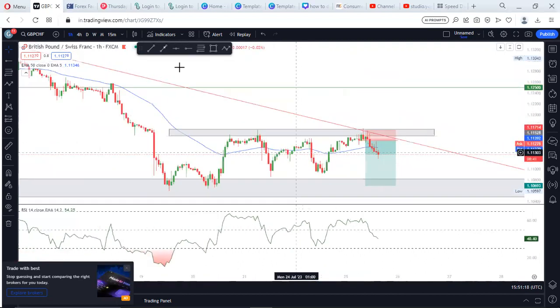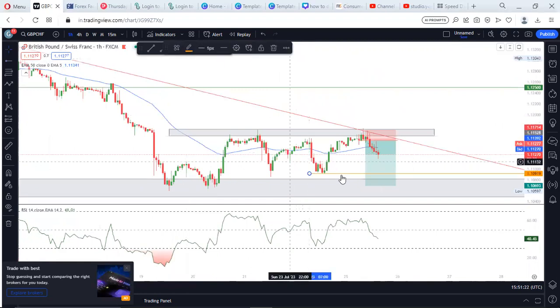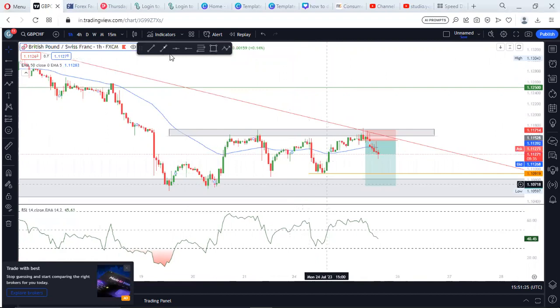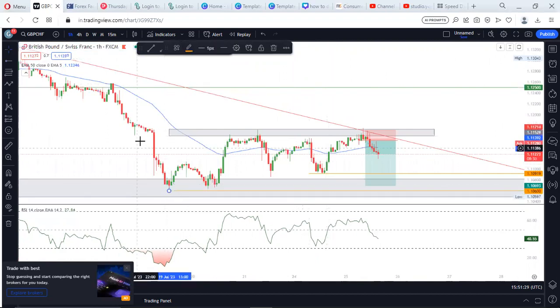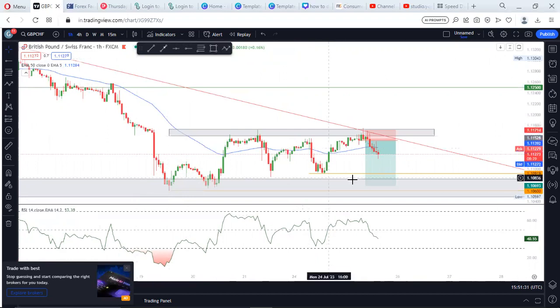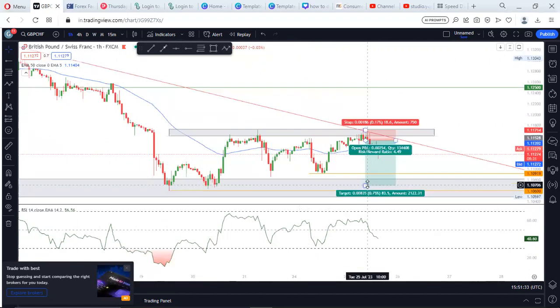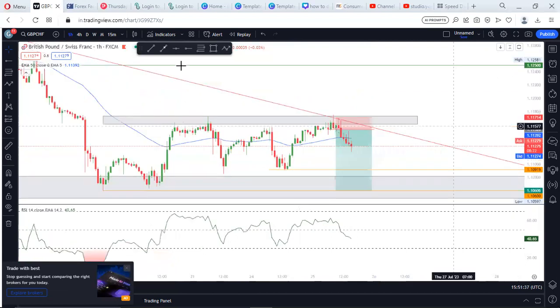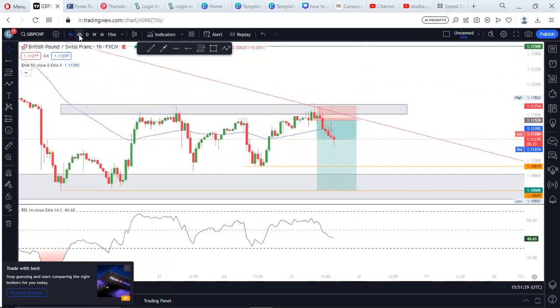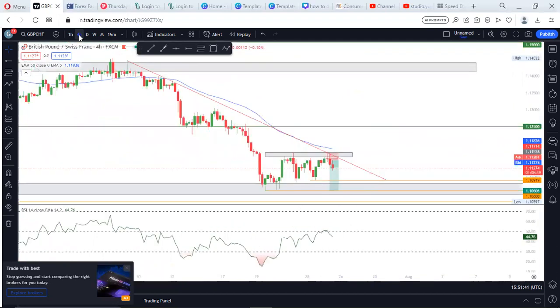So this is my TP1 right here. I'll be taking my first profit around here, and my TP2 is actually around here. That is it, guys. This is on GBP CHF. This is one of the trades I'm in on, and I'm currently in profit. I'm going to leave this trade to run overnight.